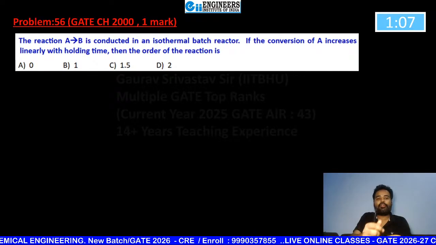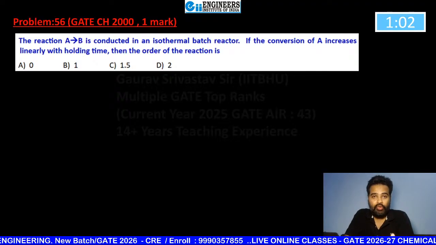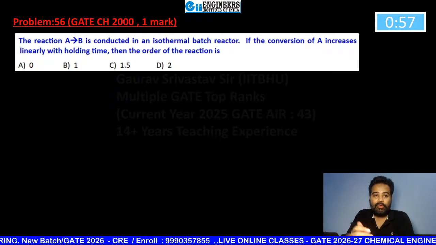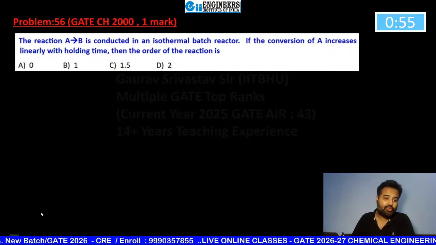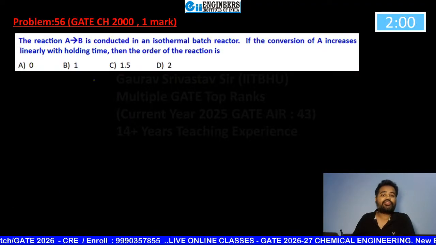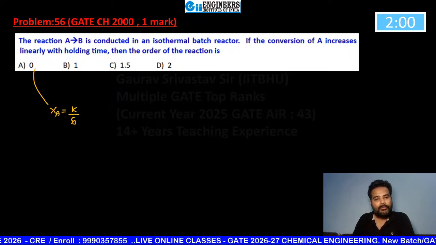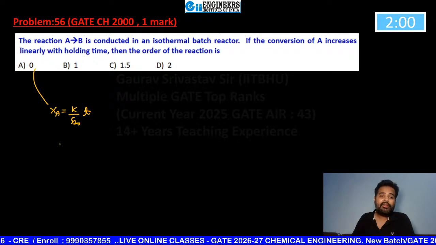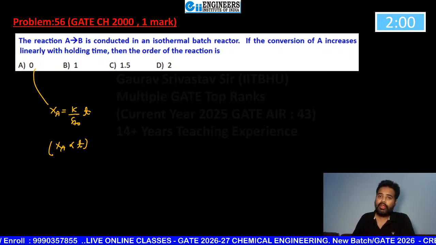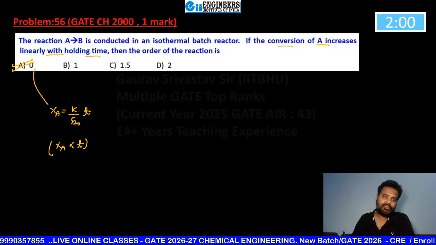Soon you will see that for first order, for 1.5, or second order, the conversion is not going to follow a linear path with time. Okay, soon you will see it. Here there is no need to give further time, because you just completed it and got this equation: xa is equal to k by ca naught t. So clearly xa is proportional to t, time. So conversion of A increases linearly with holding time. So the order of reaction is 0.